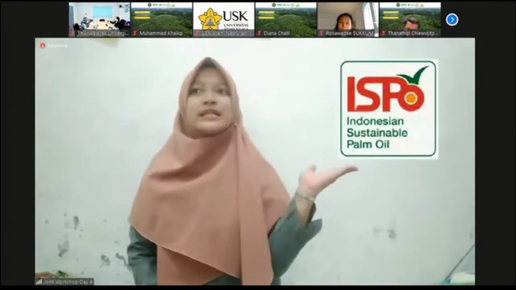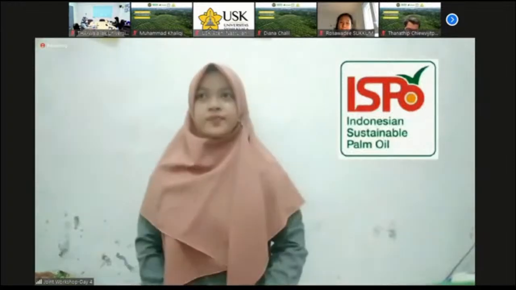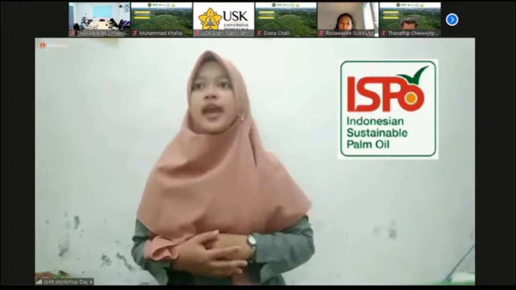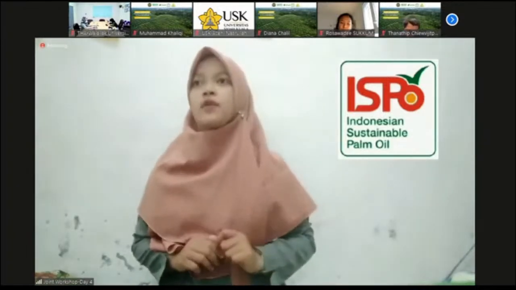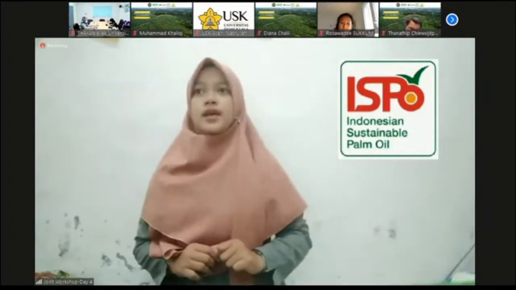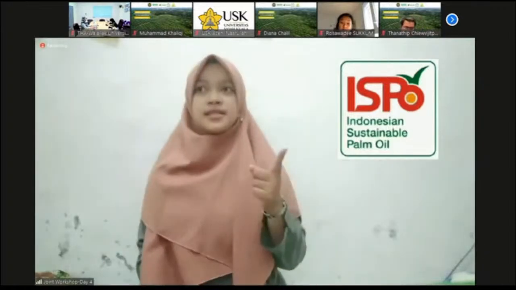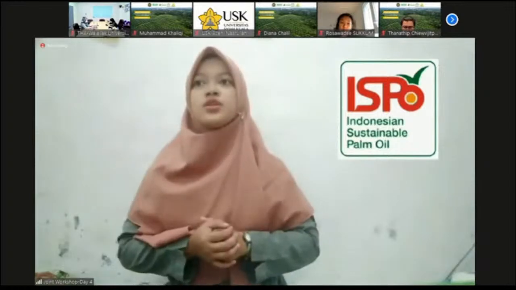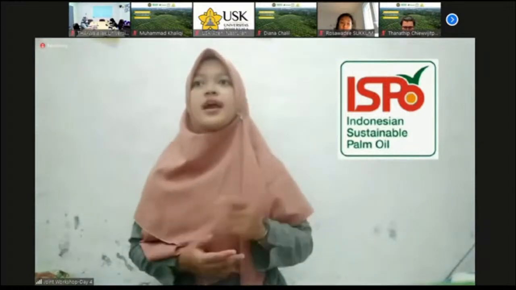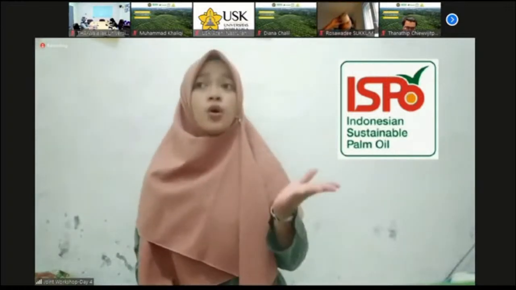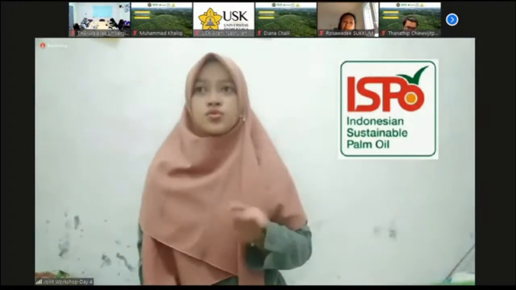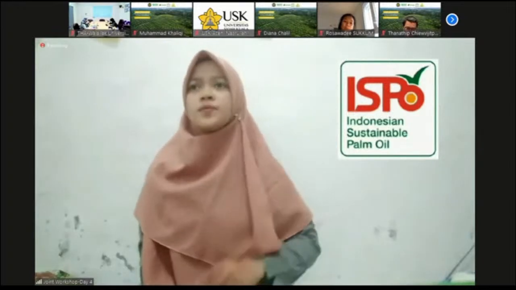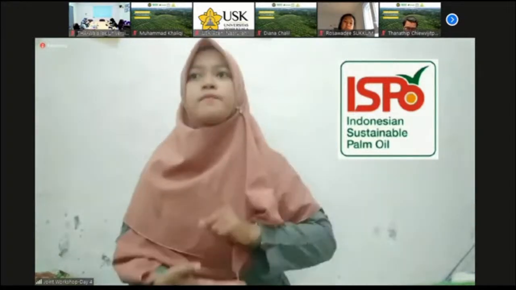Third, ISPO, Indonesian Sustainable Palm Oil. The ISPO system is a policy taken by the government of Indonesia, in this case the Ministry of Agriculture, with the aim of increasing the competitiveness of Indonesian palm oil in the world market and participating in fulfilling the commitment of the President of the Republic of Indonesia to reduce greenhouse gases and give attention to environmental issues. ISPO was established in 2009 by the Indonesian government to ensure that all palm oil entrepreneurs meet permitted agriculture standards.